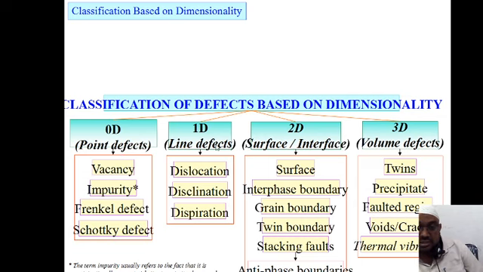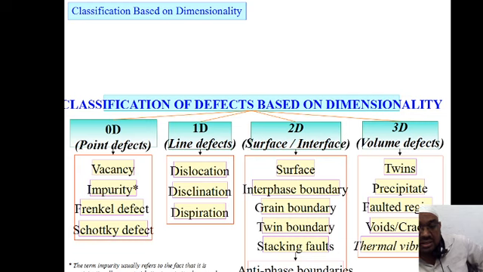So this is the brief classification. If you can make a note, that is very well and good, right? If you can keep running notes of whatever has been explained in the class, that is well and good. So line defects are dislocation, disclination, and despiration for 1 dimension. When we go to the 2 dimension, that is surface or interface, we'll have surface or interface boundary, grain boundaries, twin boundary, and stacking faults.